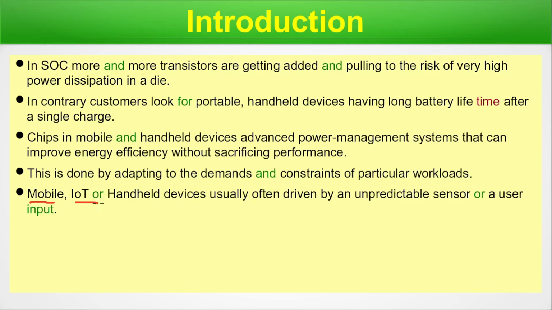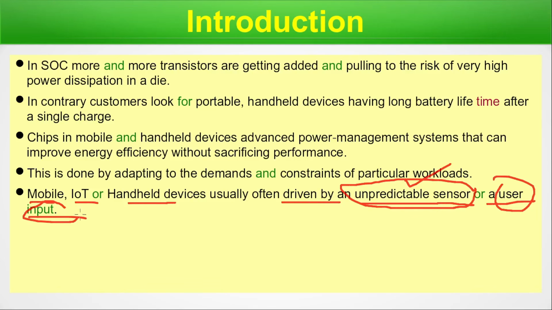Mobile, IoT, or handheld devices are often driven by unpredictable sensor or user input. If it is a wearable device like a smartwatch, it is monitoring maybe your heart rate or something, so there is a sensor, right? Or user input: in case you are using a smartphone, the app you are operating by hand is your user input. So these are the typical examples that you find in day-to-day life nowadays.